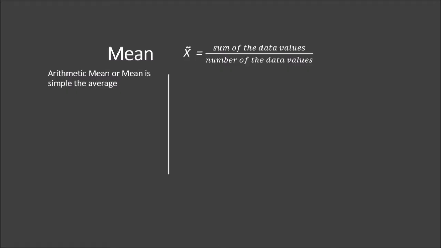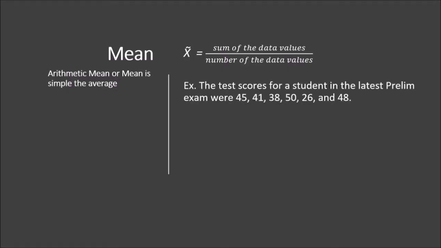Mean is denoted by x bar, or x with the bar symbol. It is simply the sum of the data values, or the summation of all data values, over the total number of data values, or how many samples there are.